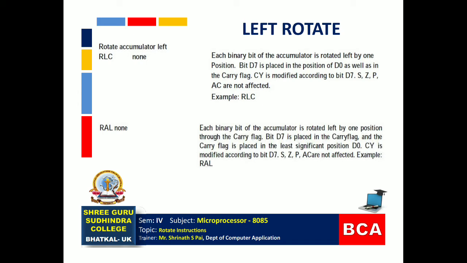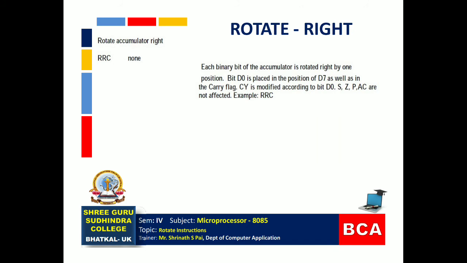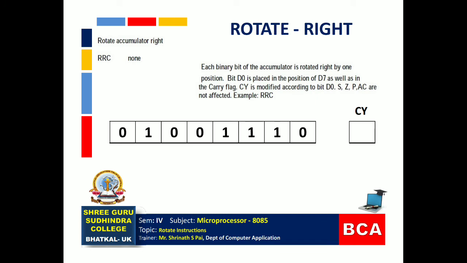Now let us switch over to the next part, right rotation. Now we are shifting the number towards right side by one position. For that, again there are two instructions. The first instruction is RRC, rotate accumulator towards right side by one position. Now the same example, number 78, the binary equivalent you can find stored in accumulator. Now the carry is at the right hand side. What we are doing, we are applying instruction RRC, rotate accumulator towards right side by one position.